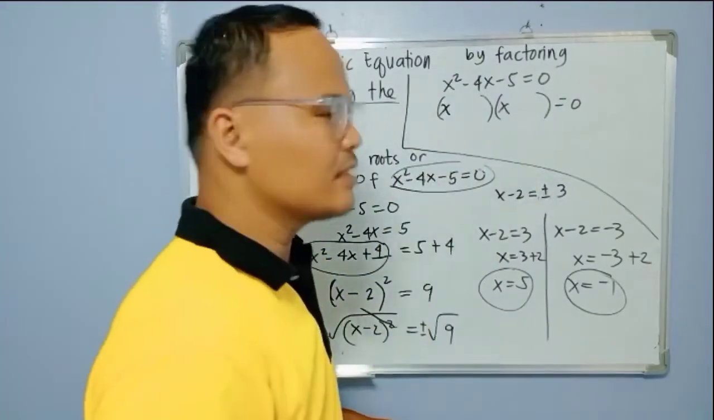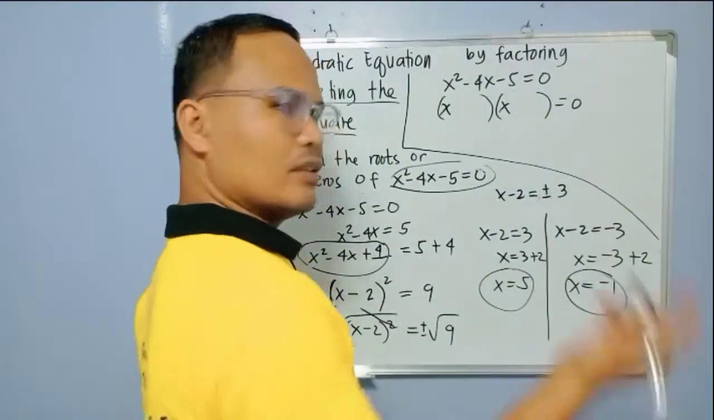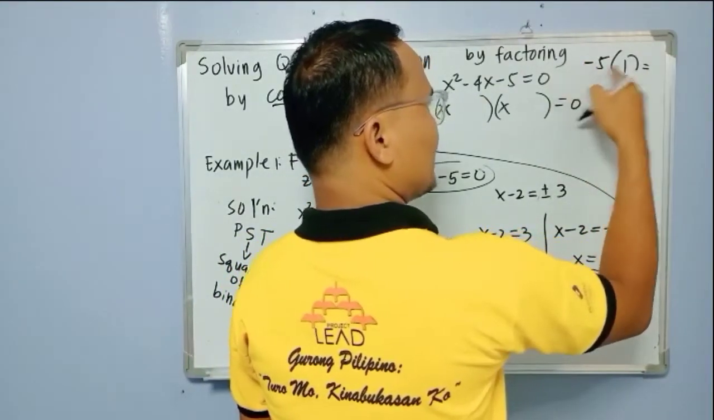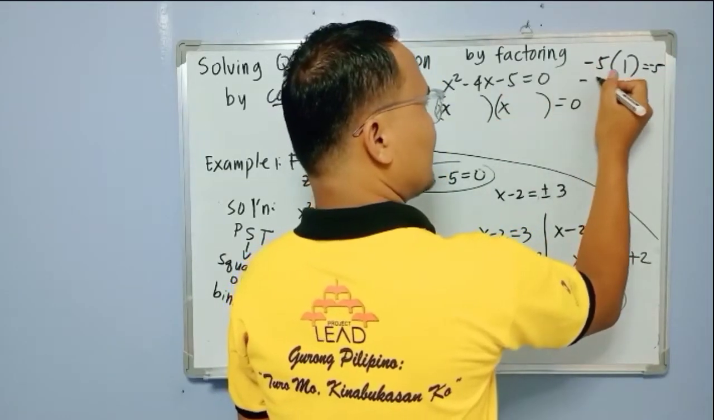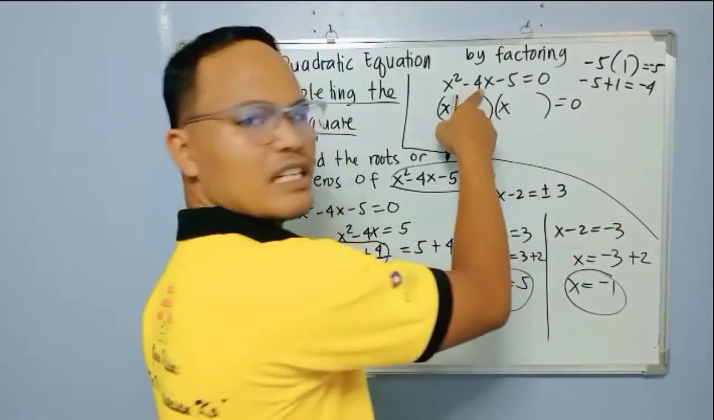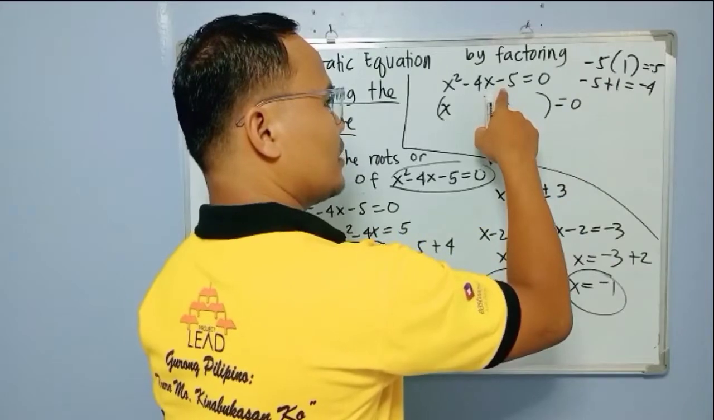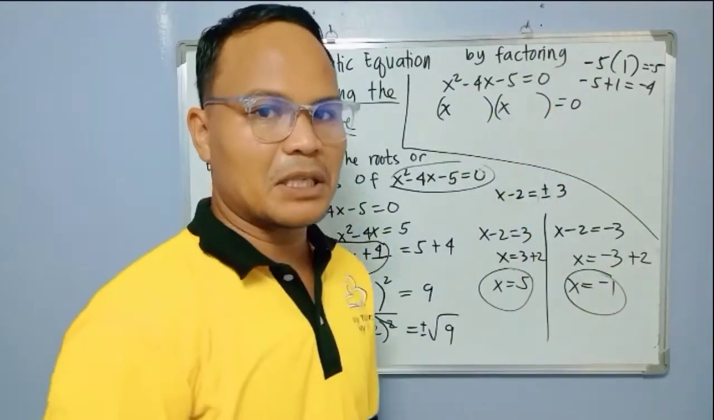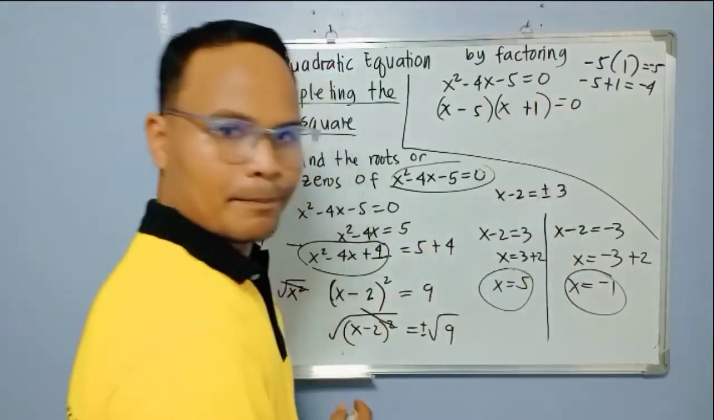of finding the factors of negative 5 such that the sum is negative 4. So I think that is negative 5 and positive 1. If you multiply these two numbers, the result is negative 5. If you add negative 5 plus 1, the result is negative 4, which is the coefficient of our linear term. The product is the constant term, and the sum is the coefficient of the linear term. So our factors will be negative 5 and positive 1.